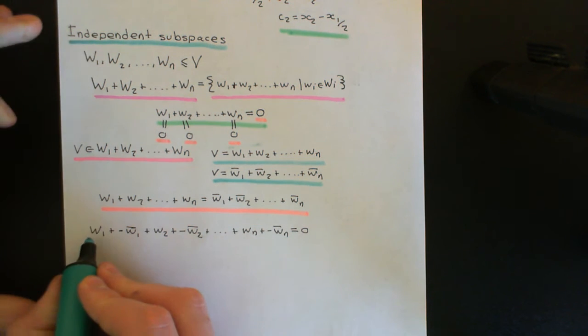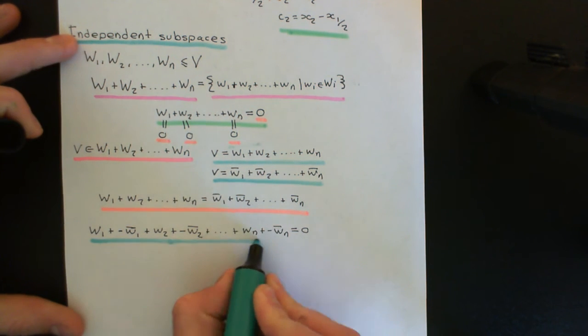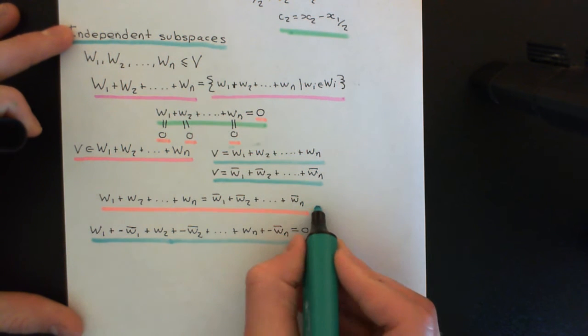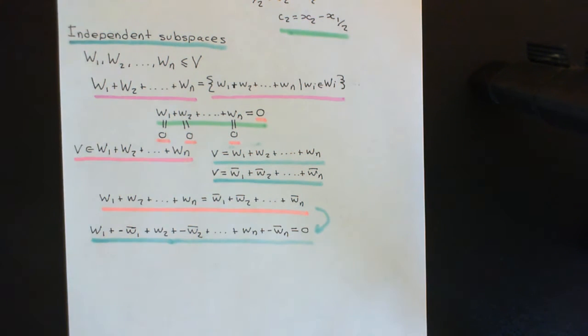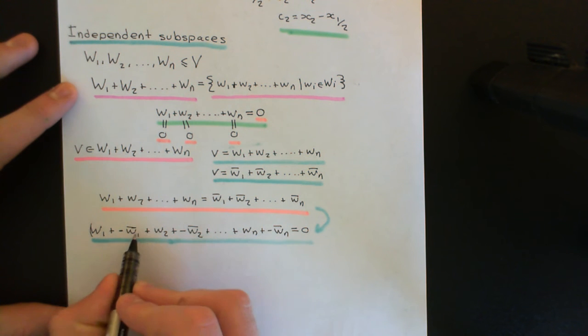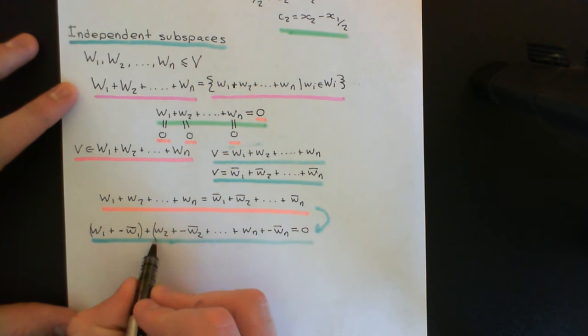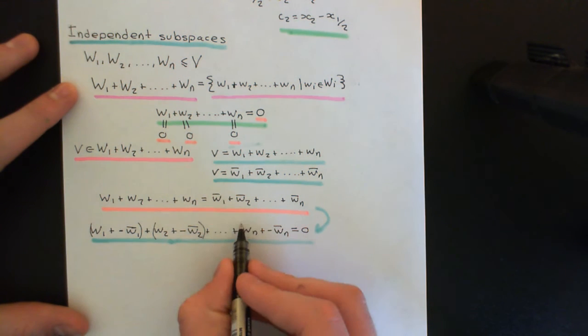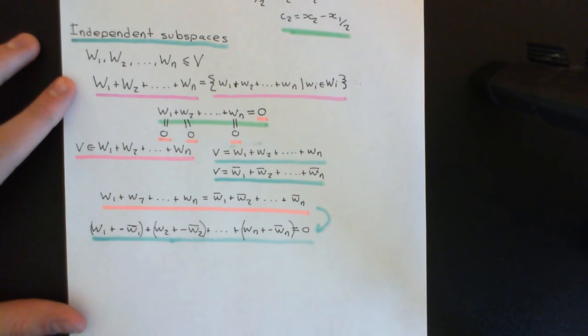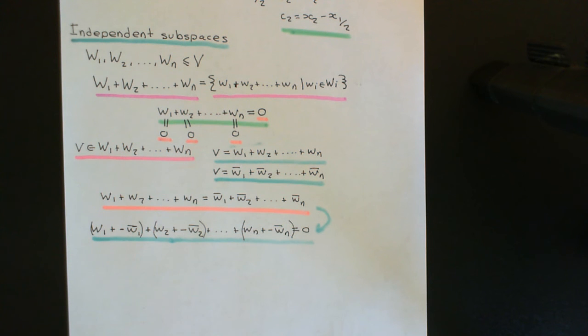Okay, so here now, this statement is going to be perfectly true if the red statement is true. So I've just turned the red statement into this statement here. Now, let me put some brackets into this expression. Because addition obeys associativity, I can put brackets wherever I like. So I'm going to put one bracket around these two, I'm going to put another bracket around those two, and so on. I'll put a bracket also around Wn plus the additive inverse of Wn bar.